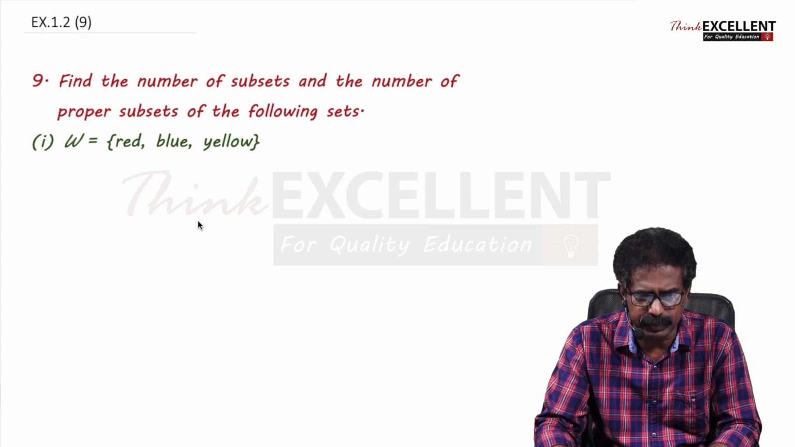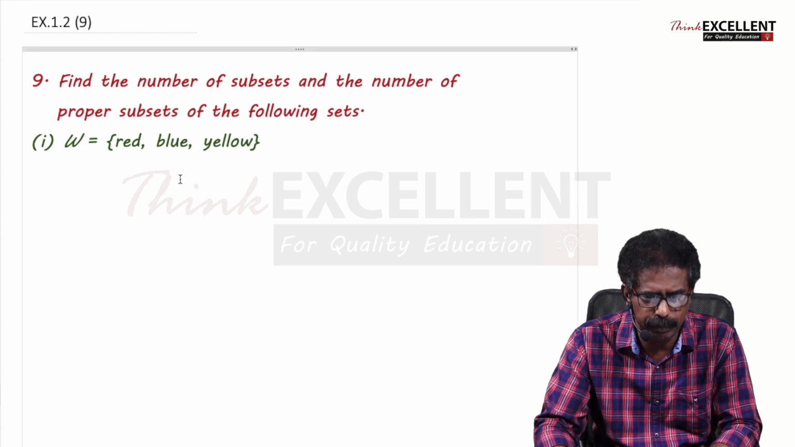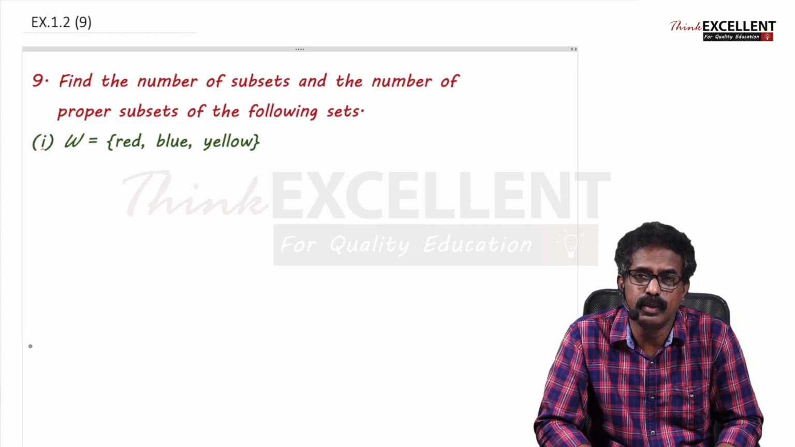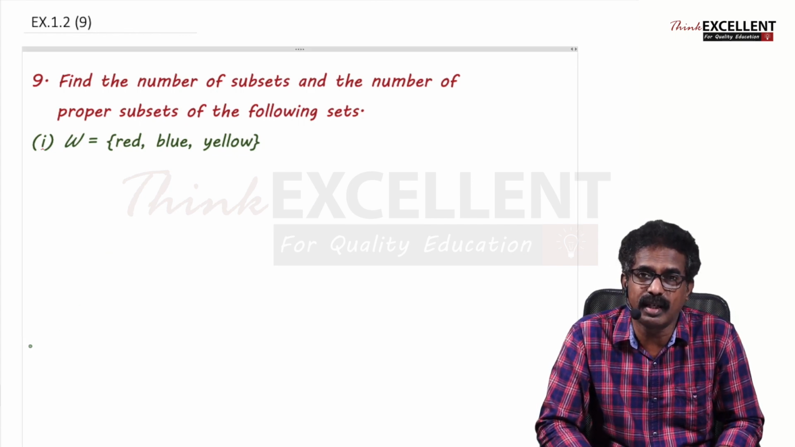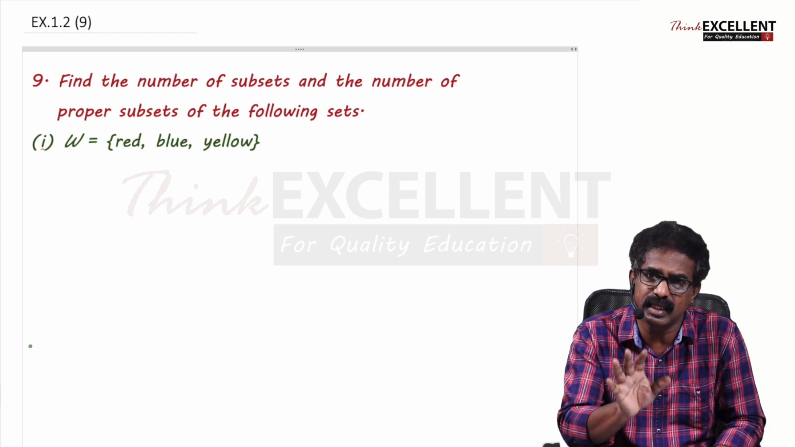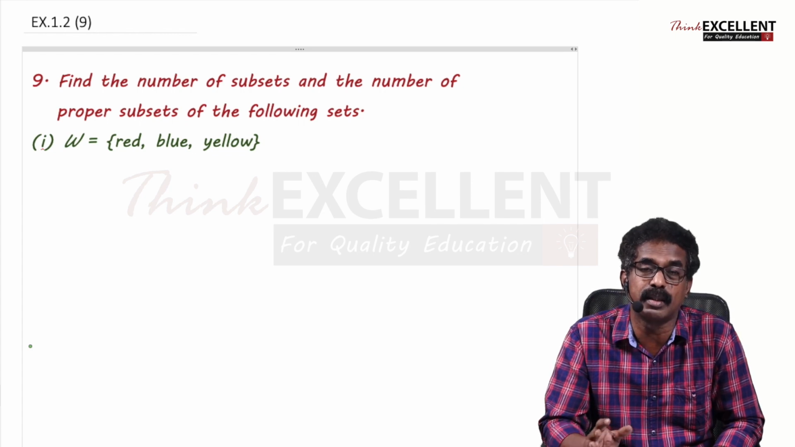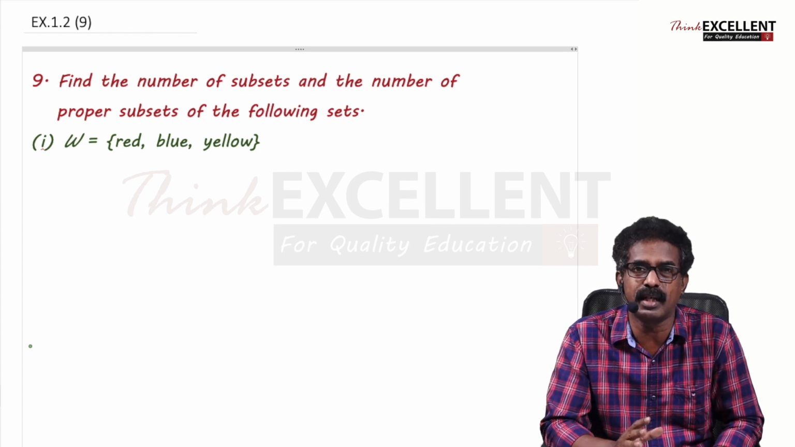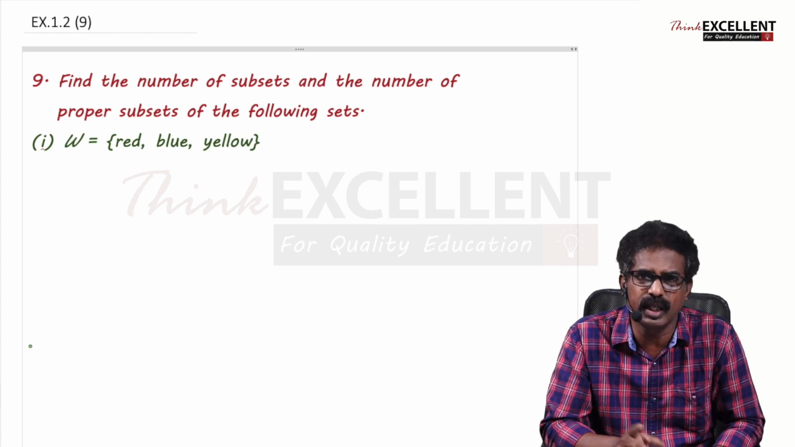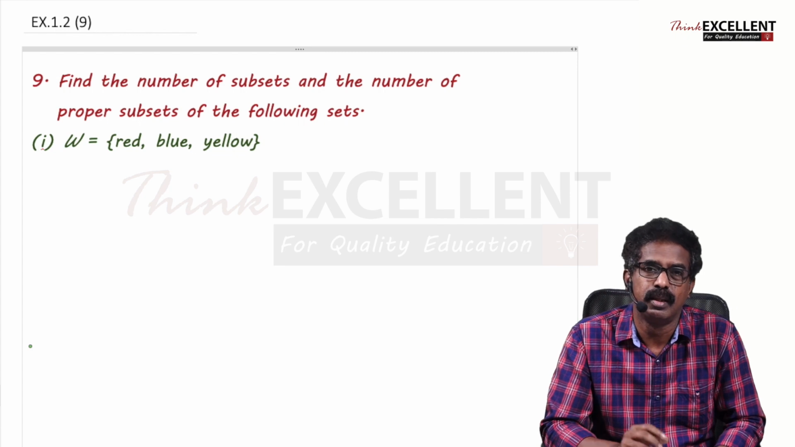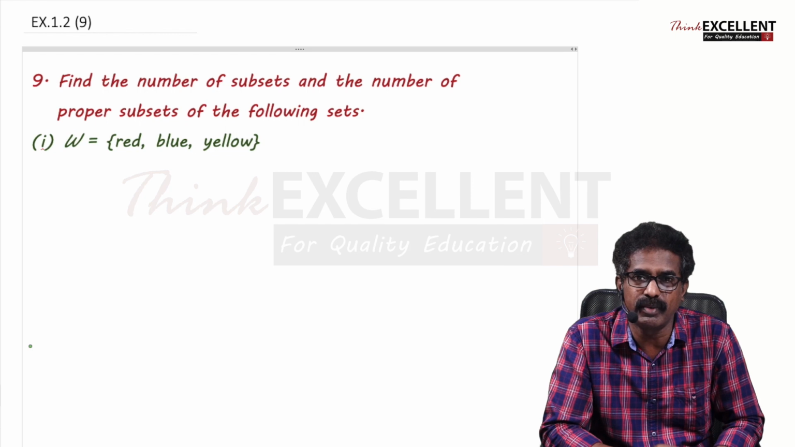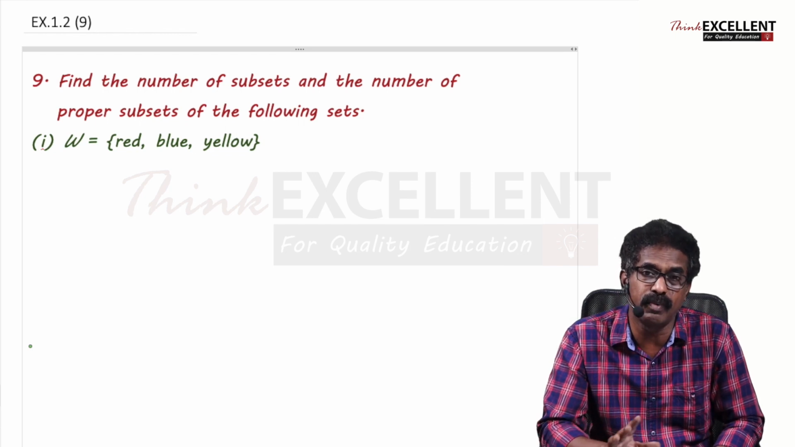Find the number of subsets and the number of proper subsets of the following sets. You know the number of subsets formula is 2 raised to n. Improper subset is only 1. What is that improper subset? The set itself is called the improper subset. All other subsets are proper subsets. Suppose there are 8 subsets, 1 is improper, remaining 8 minus 1. So if you know the total number of subsets, just reduce 1 to get the number of proper subsets. Improper subset is always 1 only.